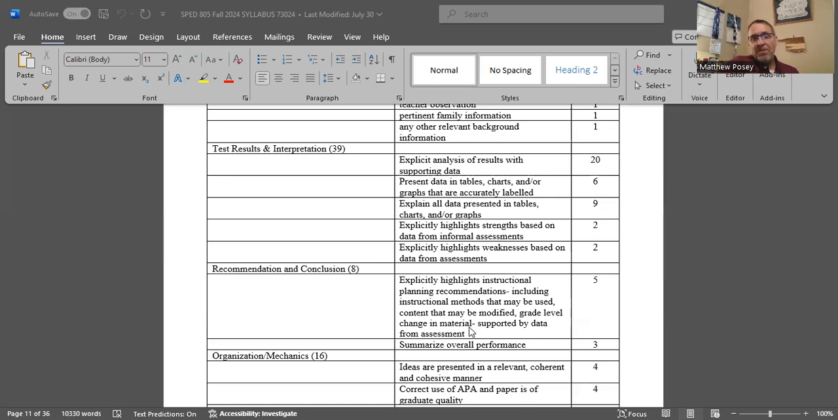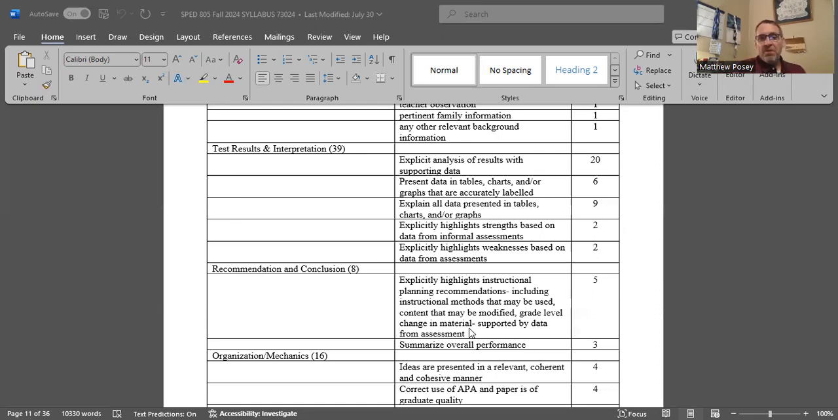Maybe grade level modification. Do we need to change it? Do you see that if the student's in 5th grade and he or she is not performing well, perhaps maybe we need to drop it down to a 4th grade level and maybe re-administer to see how they do there.